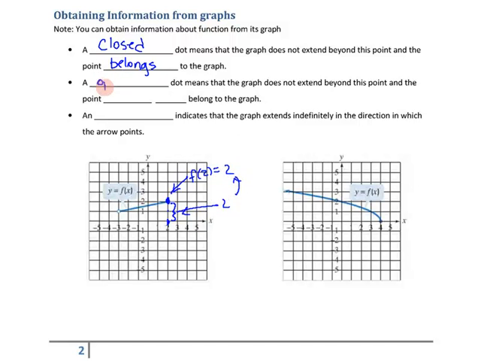On the other hand, if you have an open dot, that means that the graph does not extend beyond that point, like you have a circle right there, and that the point does not belong to the graph, which means that f of negative 3 for this graph is undefined. Even though it looks like there's a height there, because it's open, we're saying that that function does not have an output for negative 3. You may also, in some cases, see an arrow, which is what's drawn here at the end of this. And the arrow indicates that the graph extends indefinitely in the direction in which the arrow points.